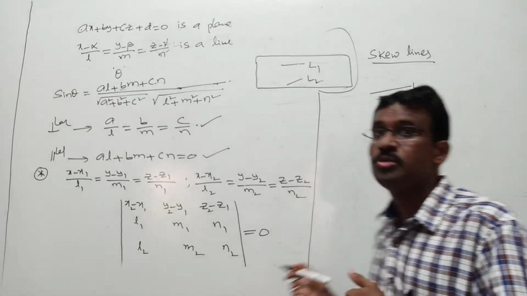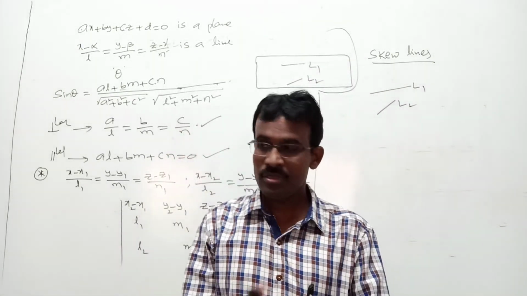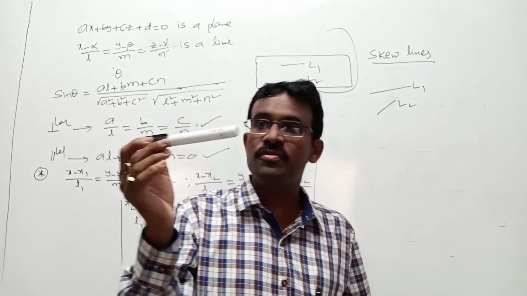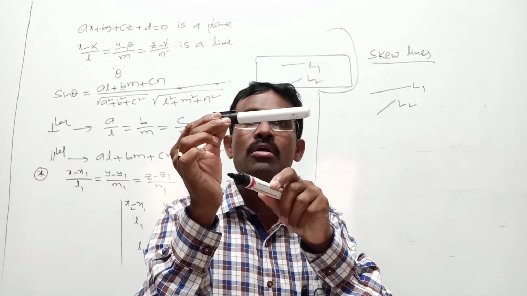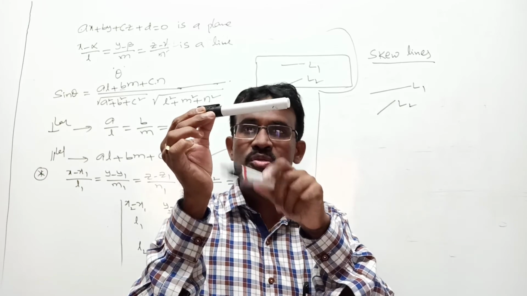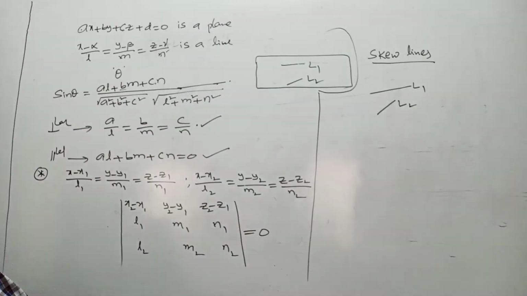But my approach should be like this. I am going to show those two lines practically. Suppose this is one line flowing like this. This is the other line flowing like this. These two are not parallel and not intersecting anywhere. These two lines are called skew lines.